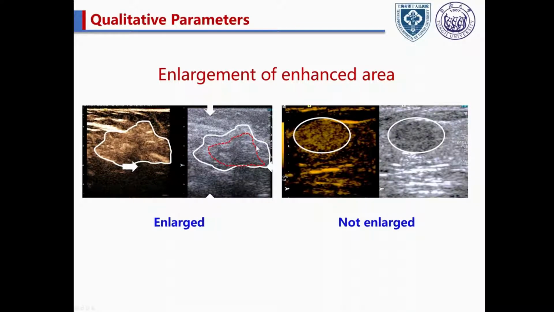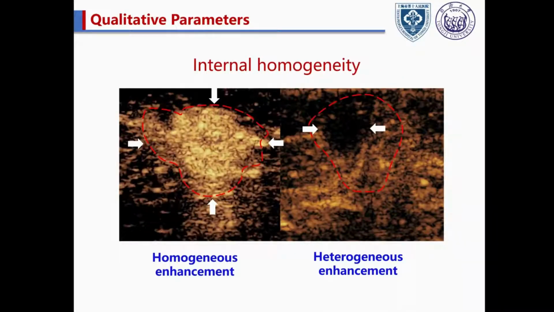This is a breast B mode ultrasound. And we can see that this lesion shows enlarged enhanced area on CEUS. So this type is enlarged enhanced area, and this is the lesion on B mode, and this is the CEUS image of the same lesion. We can see that there is no enlargement of the enhanced area. And we also should observe the internal homogeneous enhancement. For example, this lesion showed homogeneous enhancement, and this lesion showed a heterogeneous enhancement.